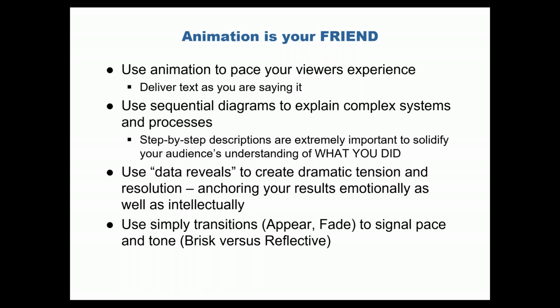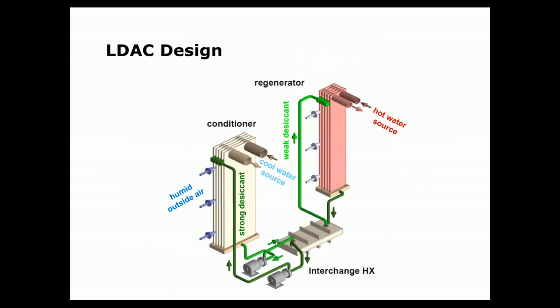And then I generally recommend that transitions between slides and transitions within slides utilize very simple transitions: appears and fades. And you can use appear and you can use fade to signal tone and pace. Having a bunch of things come in quickly in sequence on a slide can help an audience appreciate fast pace, or fading from idea to idea or object to object can slow down the pace and give the audience a sense of greater reflection. Now let me give you an example.